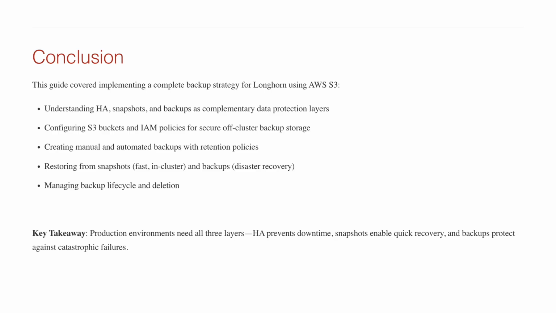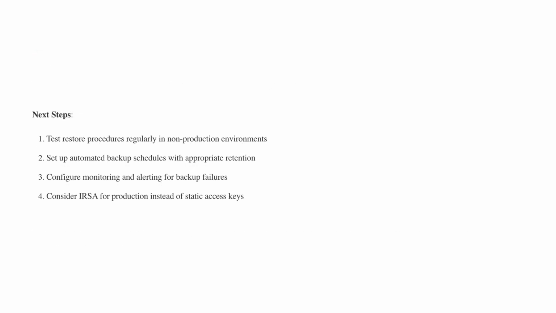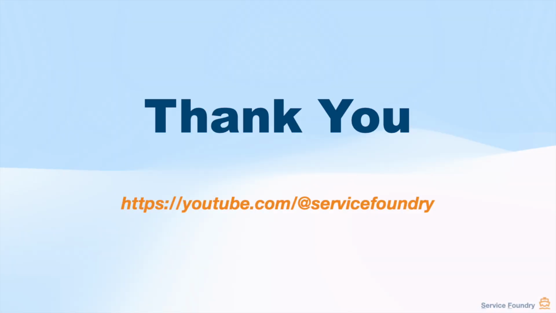The key takeaway: production environments need all three layers. HA prevents downtime, snapshots enable quick recovery, and backups protect against catastrophic failures. For next steps, test restore procedures regularly in non-production environments, set up automated backup schedules with appropriate retention, configure monitoring and alerting for backup failures, and consider IRSA for production instead of static access keys.